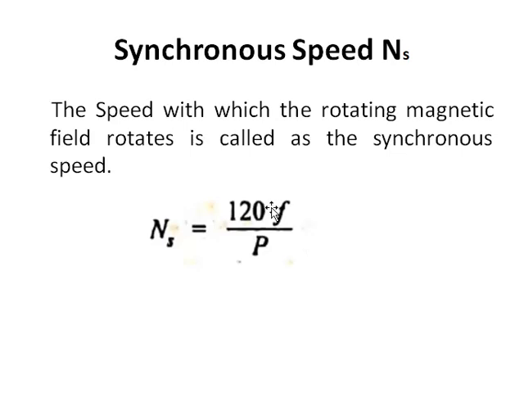You can see, for a given induction motor, f, the supply frequency, is constant. We know that in India it is 50 hertz, and for that particular given machine, the number of poles is also constant. The poles cannot be changed. So the synchronous speed for a given induction machine is a constant, given by 120 f divided by p, and it is represented in rotations per minute, that is rpm.